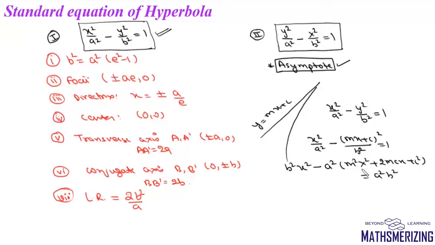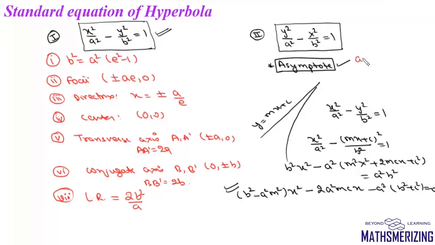So we can write this as a quadratic equation in terms of x. We'll write this equation as (b square minus a square m square) x square minus 2 a square m c x minus a square (b square plus c square) equals 0, which is a quadratic equation in x. Now we know that this line is an asymptote, and by definition an asymptote is that line which intersects the curve at infinity. So which simply means this equation should have two infinite roots.